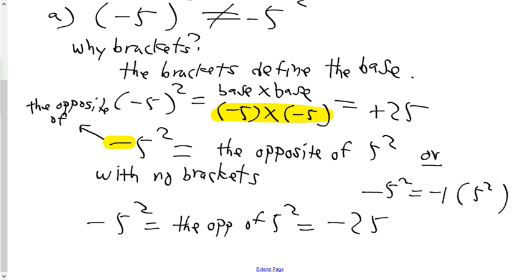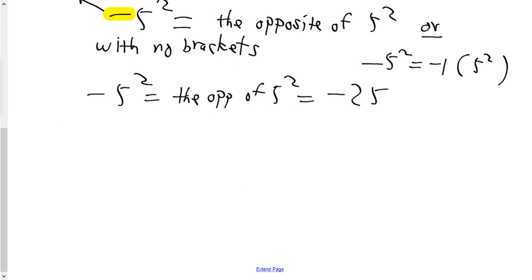So mathematically speaking, if I wanted you to say, I have 5 squared dollars, whatever, and then I wanted to show the opposite of that, how could I say it mathematically without just saying the opposite of 5 squared? I could just say, no brackets, negative 5 squared means the opposite of 5 squared. So that's what it means. That's the intention.